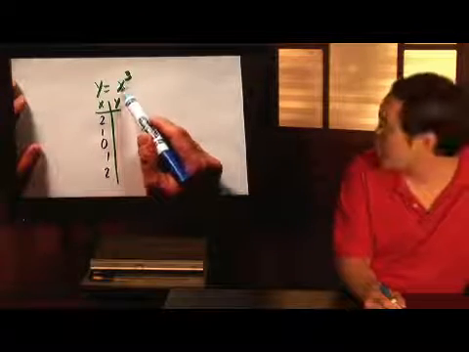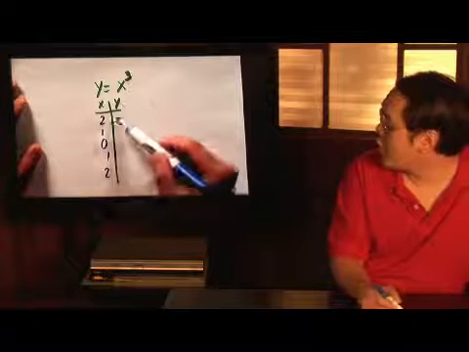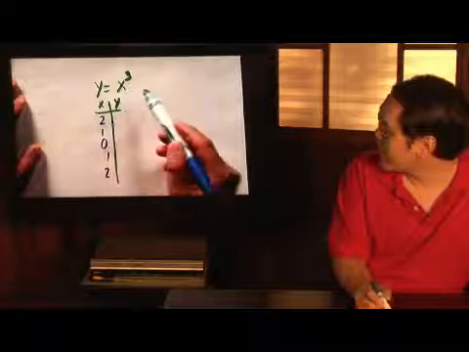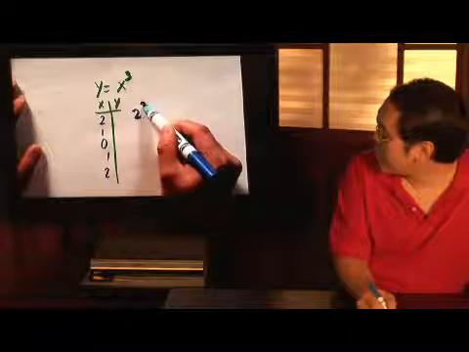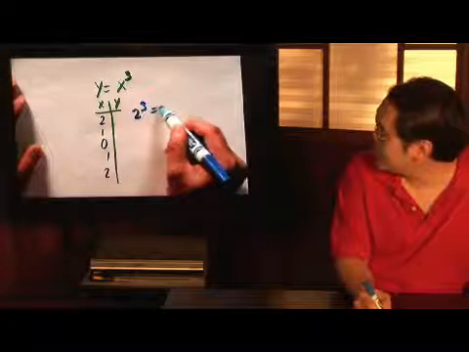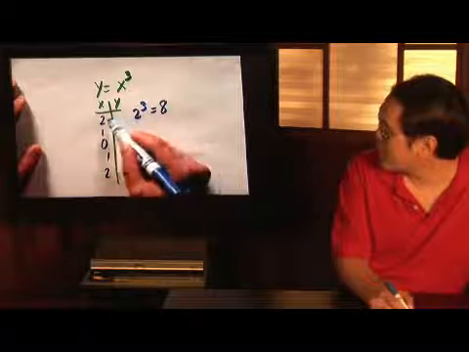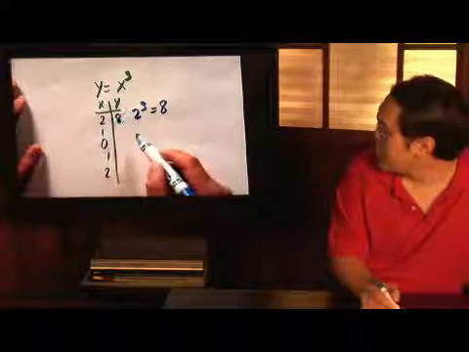Now, the function here is y is equal to x cubed. So first of all, we're going to plug in 2 in place of x. So the first y coordinate is going to be whatever 2 cubed is. Well, 2 cubed is going to give you 8. So when x is 2, the y coordinate is 8.